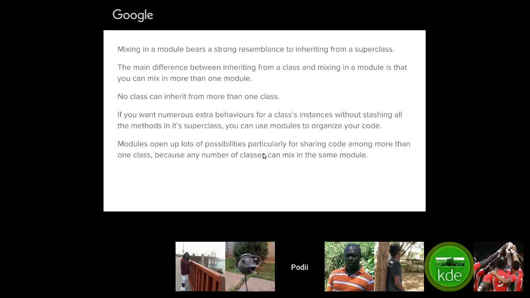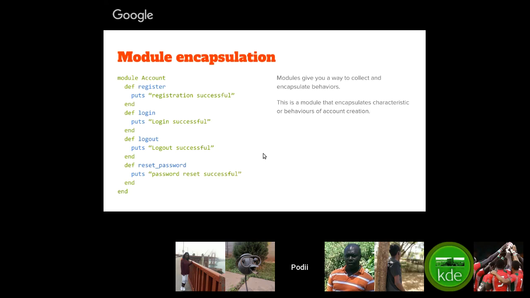I think I've talked about this. So module encapsulation is just bundling things that are related together. Like we have a module account. We have a register method, a login method, logout. All these are related to an account. So for example, you can see this module has its behavior. It only contains behaviors dealing with account or properties dealing with that account.